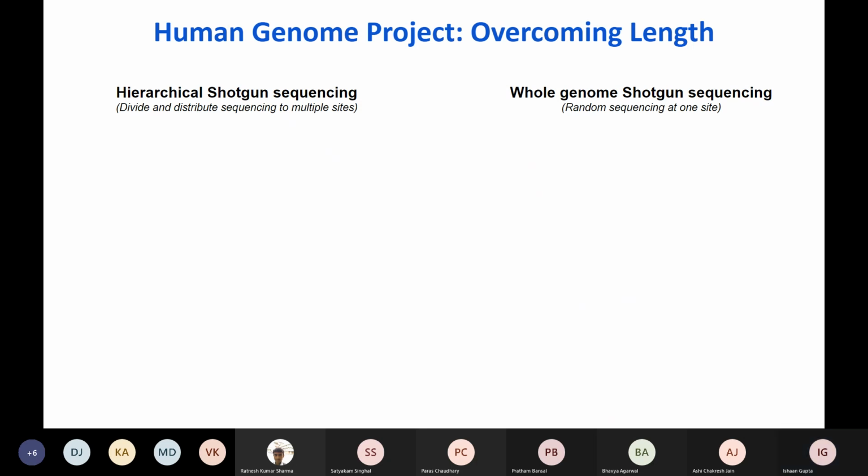Can somebody quickly tell me what challenges could be there in hierarchical sequencing and what challenges could be there in whole genome shotgun sequencing? Quickly, please. If you want to answer, answer quickly because I have a lot to cover.